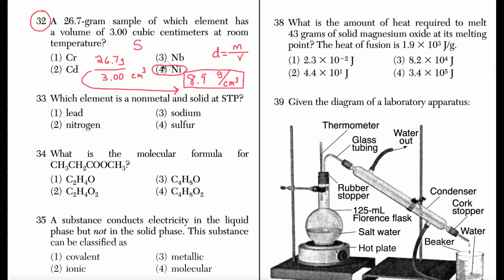You can see there's definitely two parts to this. Okay, so on to number 33. Which element is a nonmetal and a solid at STP?